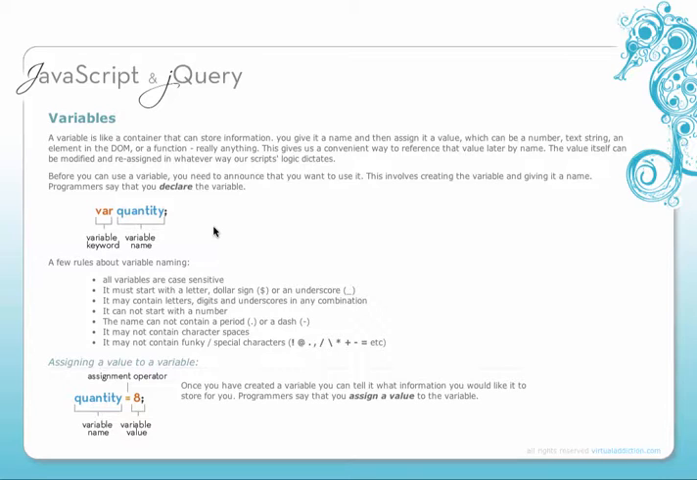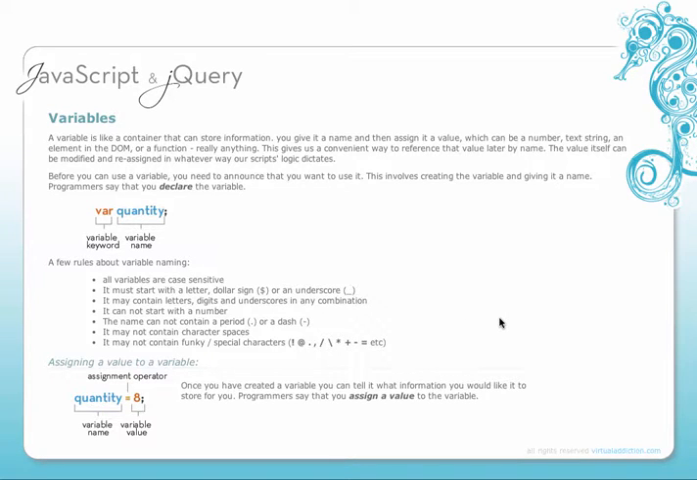There are a few rules that you must follow when naming a variable. One is that all variables are case sensitive. Two, it must start with a letter, a $ sign, or an underscore. It also may contain letters, digits, and underscores, and any combination of those. You cannot start a variable name with a number. The name cannot contain any periods or dashes. You cannot put spaces into a variable name. And finally, you don't want to include any funky or special characters. These would be things like exclamation, the @ symbol, commas, slashes, pluses, etc.